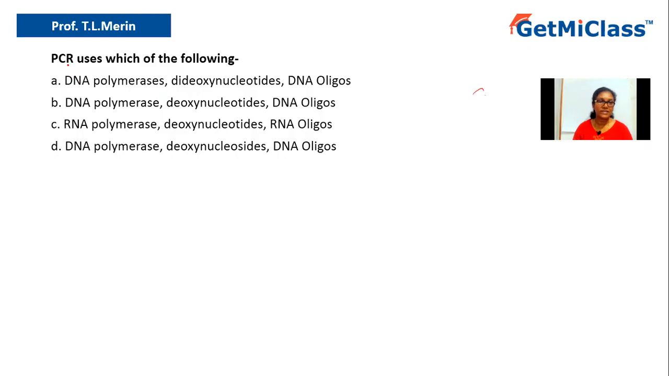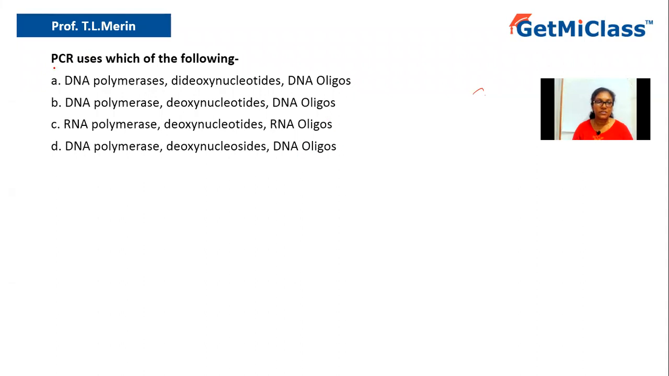Let's solve the question. It says PCR uses which of the following? Option A, DNA polymerases, deoxynucleotides, DNA oligos. Option B, DNA polymerases, deoxynucleotide, DNA oligos. Option C, RNA polymerases, deoxynucleotides, RNA oligos. Option D, DNA polymerase, deoxynucleosides, and the last one is DNA oligos.